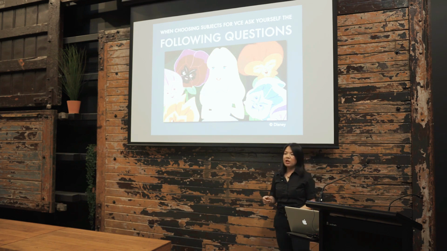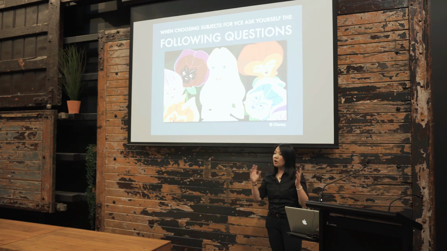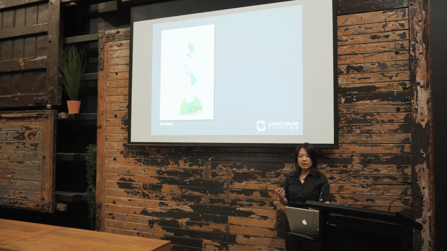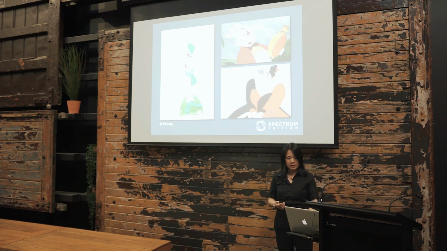When choosing subjects for VCE, it's really important to ask yourself the following questions, and I'm going to be explaining this in the context of Alice in Wonderland. If you're unfamiliar with the story, it goes a little bit something like this. There's the character Alice who stumbles into a land of make-believe, where she encounters characters like the Mad Hatter, the White Rabbit, and also the Queen of Hearts.